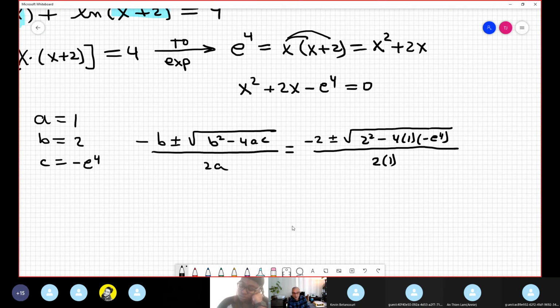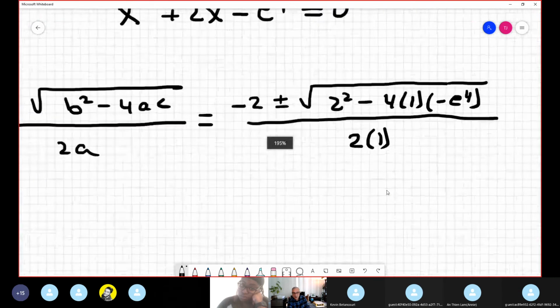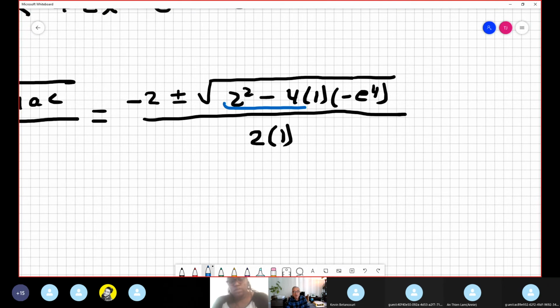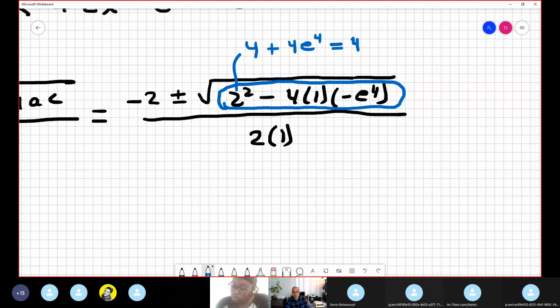Okay, we focus on the expression inside the radical. 2 squared will equal 4. And we have plus, because double minus, 4 e to the 4th power. We cannot do anything... well, yes, you can, because 4 is a common factor, so I factor it out. Mistake, sorry. Factor out, in parentheses, 1 plus e to the 4th power.